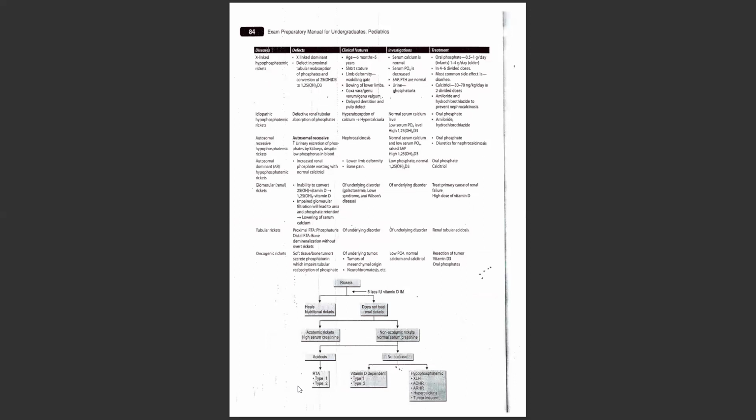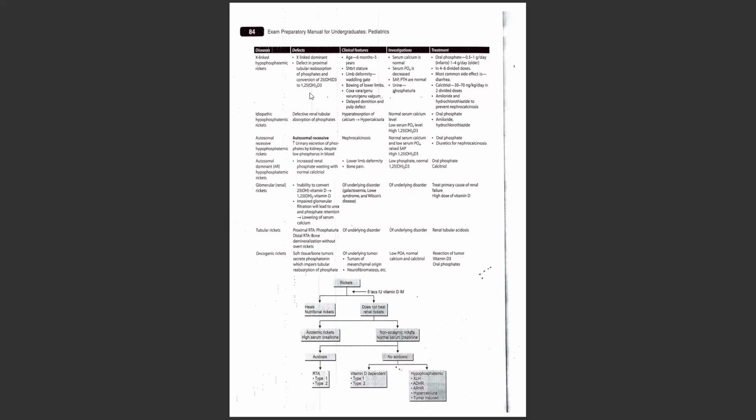The rickets of renal origin are classified into glomerular rickets, that is due to renal disease, and tubular rickets, in which renal tubular acidosis and Fanconi syndrome contribute to tubular rickets. And we also have oncogenic rickets. So these are the 3 classifications of vitamin D resistant rickets: hereditary, rickets of renal origin, and oncogenic. In the hereditary, we have the 4 types: primary, idiopathic, autosomal recessive, and autosomal dominant hypophosphatemic rickets. We have rickets of renal origin, which contains glomerular and tubular rickets, and we have oncogenic rickets.